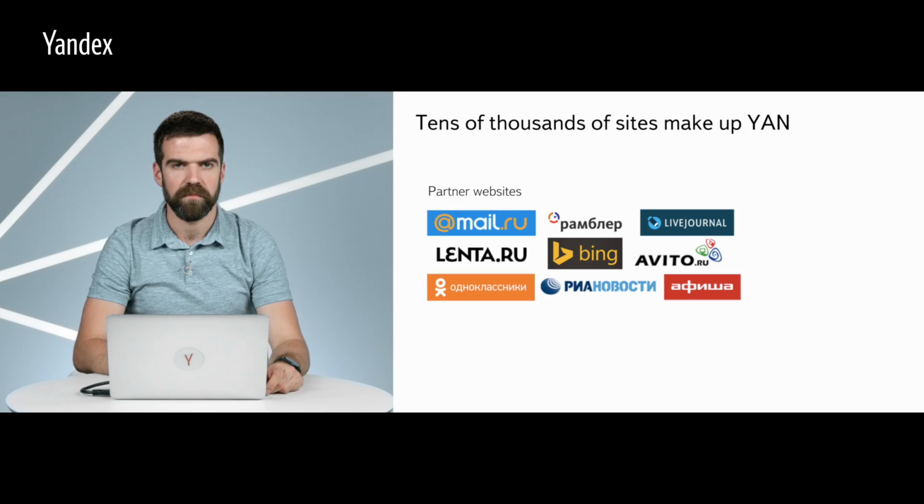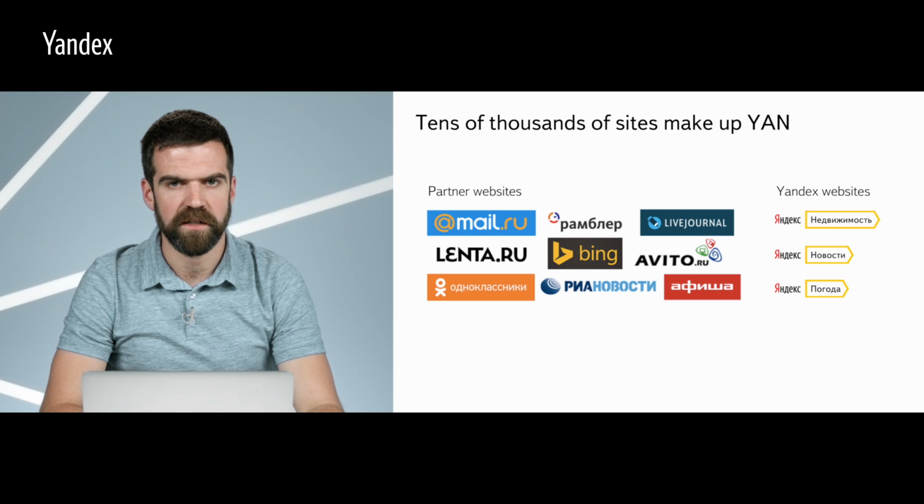Yandex does not accept any old site into the Yandex Advertising Network. Yandex checks each and every site that applies to join YAN to make sure that only high-quality, high-traffic sites make it into the network. Here on this slide, you can see just a few sites that make up YAN. Mail.ru, Rambler, another Russian search engine, RIA Novosti and Lenta.ru, two of the most popular online news sites, and Afisha, where Russians find information about what's on in the cinema, buy theater tickets, etc. These are just a few examples of what in fact are tens of thousands of sites in YAN.